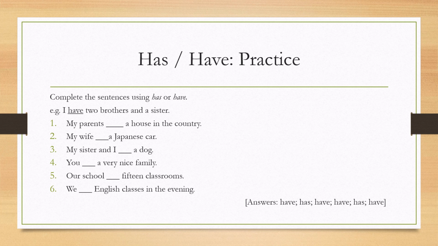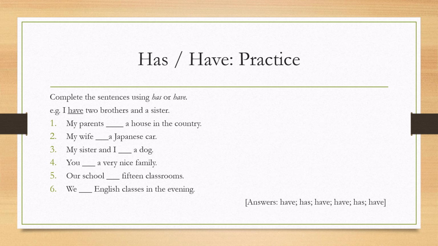Let's practice has and have. Complete the sentences using has or have. We have 6 sentences, and there's an example to help us. I, 2 brothers and a sister. I, subject pronoun I, I must use have if I look at my table. I have 2 brothers and a sister. Now let's look at number 1. Yes, we have answers, but try not to peek. See if you can do it on your own without looking at the answers.